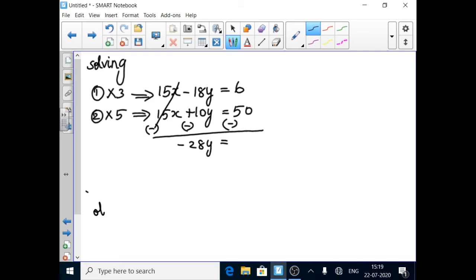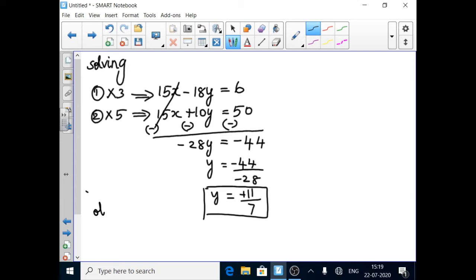is equal to minus 44. Minus 28y is equal to minus 44. We are getting the answer for y. So y is equal to minus 44 by minus 28. Cancelling with the fourth table, we are getting 11 by 7. So y equal to 11 by 7.